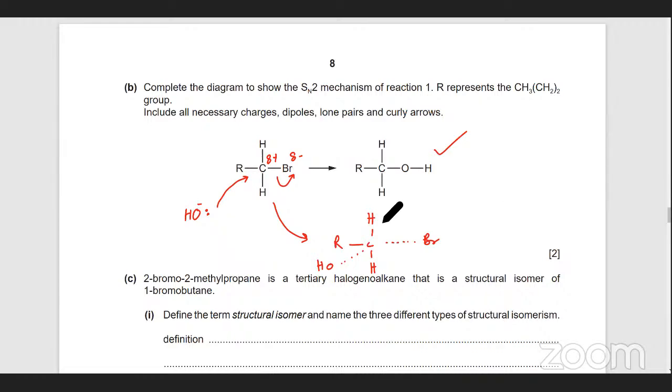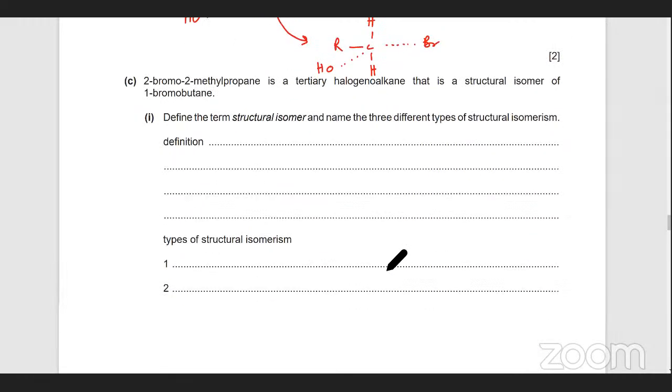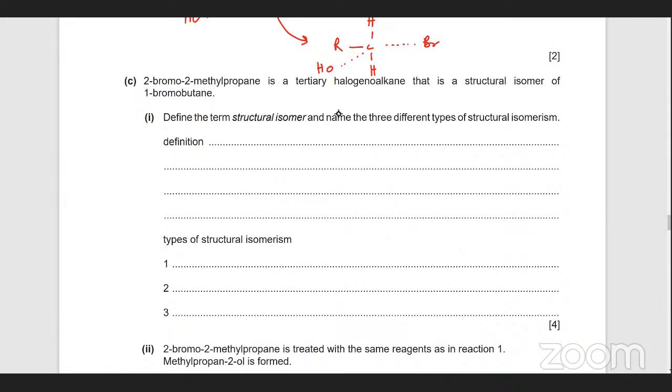अच्छा, बाकी अगले पे चले जाते हैं कि define the term structural isomers and name 3 different types of structural isomers. Structural isomers तो O levels का ही है कि same molecular formula, different structural formula. ठीक है, so the molecules having the same molecular formula, same number of atoms, but they have different structural formula. कौन से 3 types के structural isomers होते हैं?